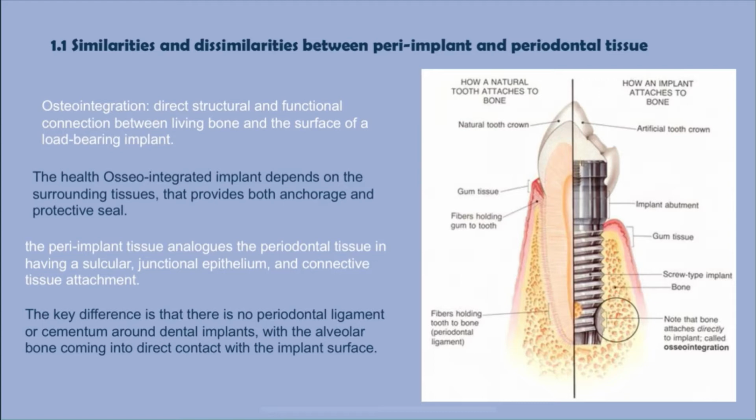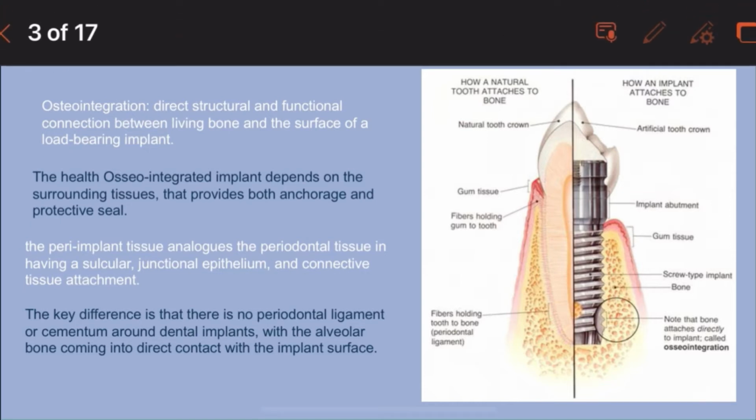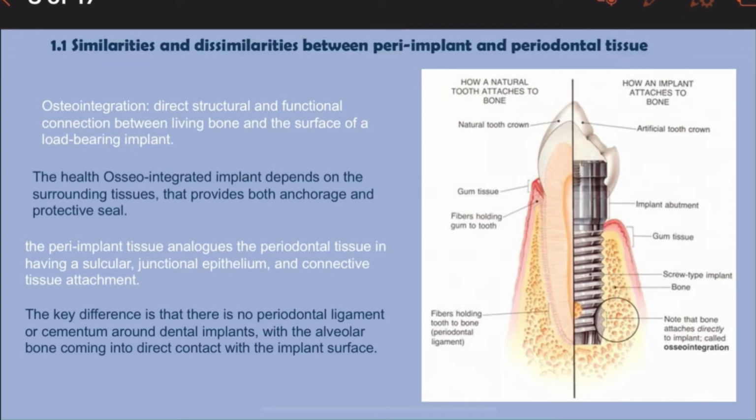For starters, let's talk about the osseointegration, which is the direct structural and functional contact between the living bone and the implant surface. The health of osseointegrated implant will depend on the surrounding tissue, which not only anchors the implant but also provides a protective seal against microorganisms.